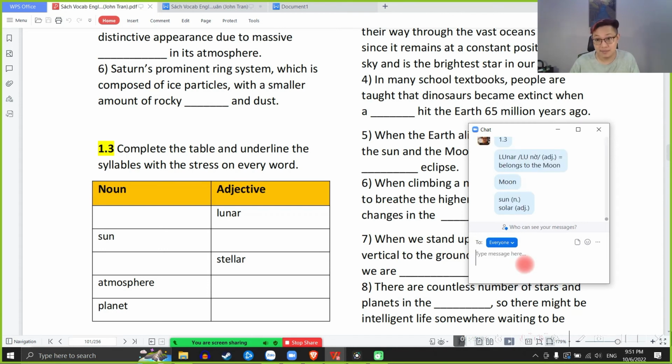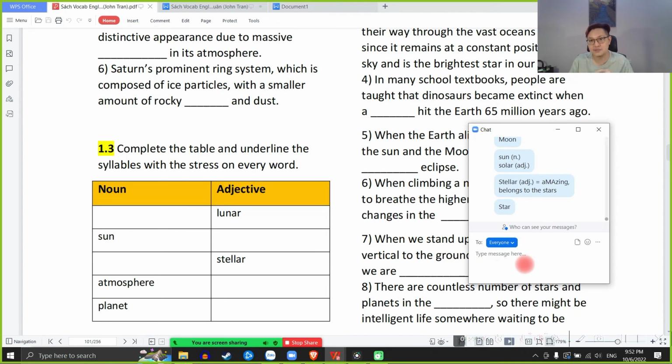So we have the word stellar. Stellar means amazing. Or it means belong to the stars. So, of course, the noun is stars. Stellar or star, you know, stellar. Like we say stellar result, một cái kết quả tuyệt diệu, kết quả và điểm cao quá, stellar result.